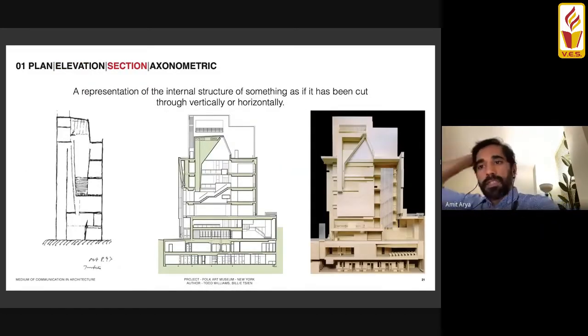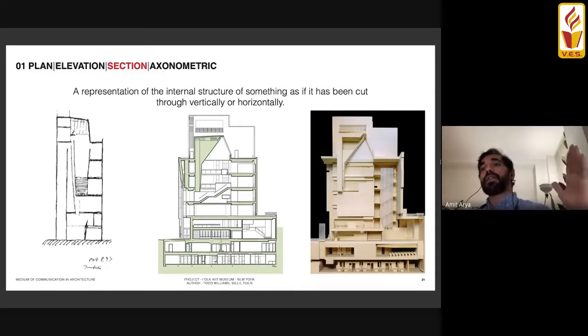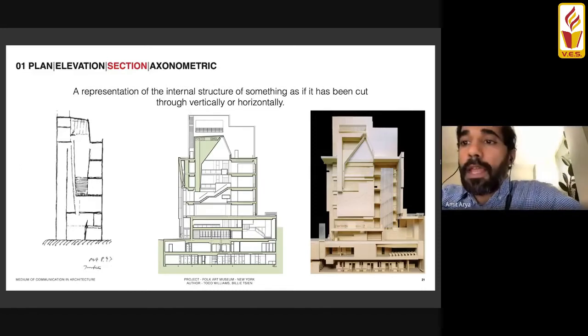And then there's, of course, the section, right? The section always does things that the plan, especially the elevation, cannot achieve. I particularly chose this example of the Folk Art Museum by Todd Williams and Billie Tsien in New York to exemplify the real strength of a section. Now, this is an example of a building in the middle of Manhattan with two towers, one on each side, with no setbacks. So the buildings are actually completely sandwiching this lot, and it's a museum. So it needs all its walls to be as opaque as possible so that you can put artwork on it.